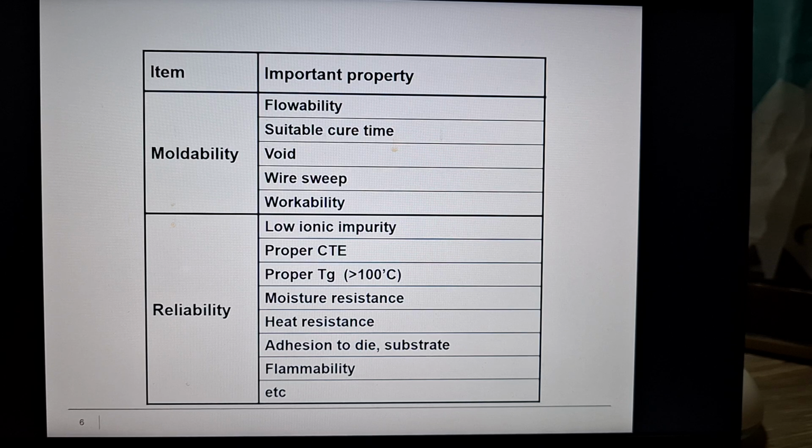So for proper TG, which means glass transition, for example, you want to set it to more than 100 degrees Celsius because of different requirements for automotive or applications in general electronics. So sometimes TG plays a role, especially if you require high voltage, high power packaging. Your EMC, the insulation material, should withstand high voltage or high power. Then you need a high glass transition. We will explain this property further in the next training or next lecture.